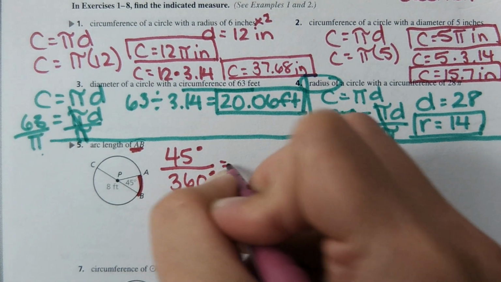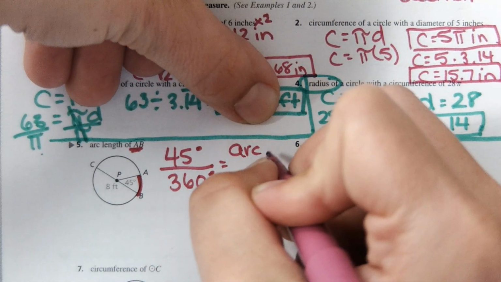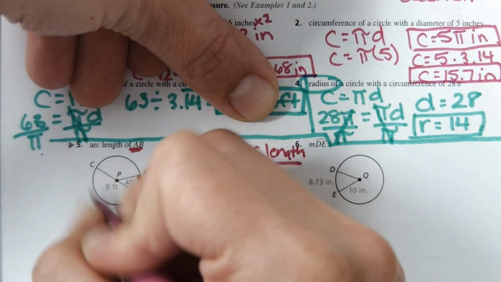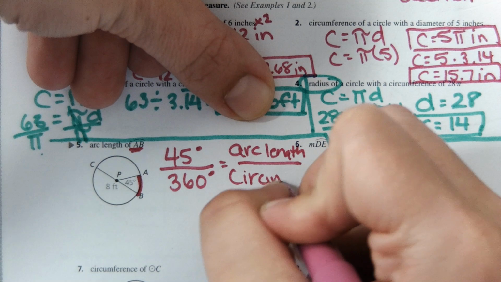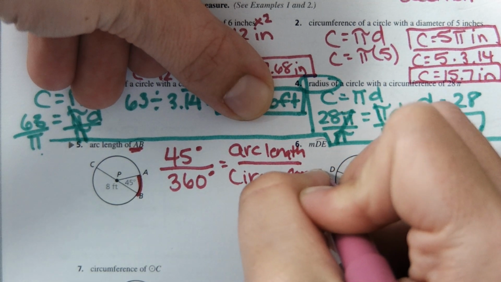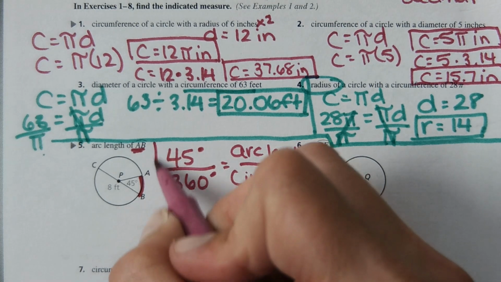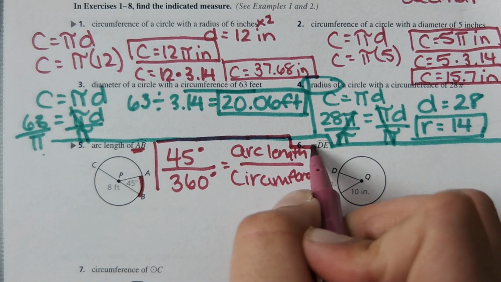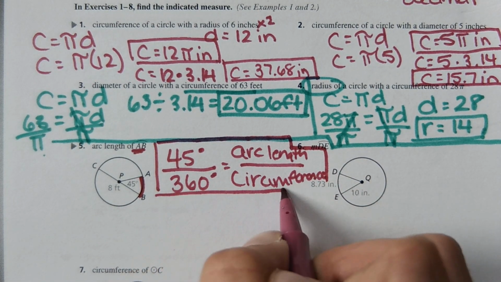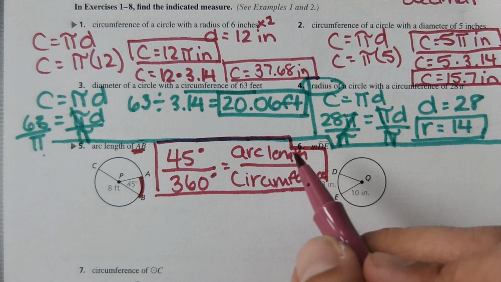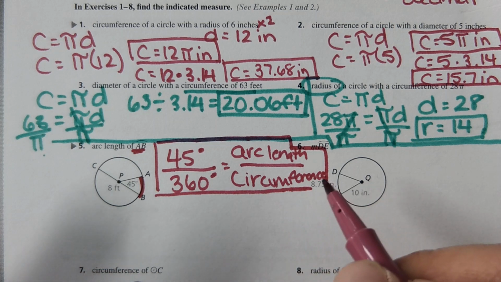And then we put that equal to arc length over the circumference all the way around the circle. And then this is the equation we're going to stick to for all the problems. So like box around it or whatever you need to do. So it's just like degrees over 360 equals arc length over all the way around the circle, the circumference.